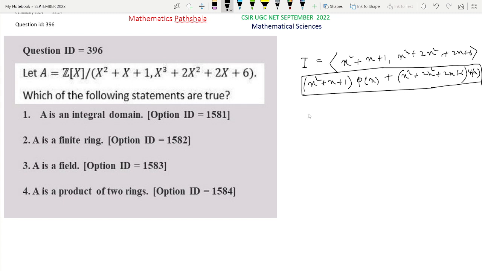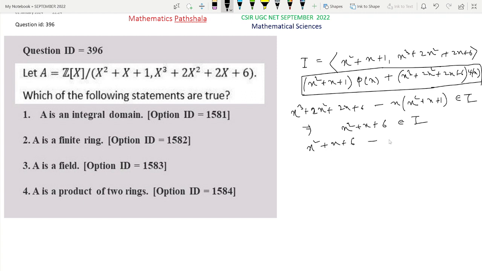So now clearly, if we take psi(x) equal to 1 and phi(x) equal to minus x, then we get x cube plus 2x square plus 2x plus 6 times 1, plus minus x times x square plus x plus 1, and this belongs to I. This is actually x square plus x plus 6, which belongs to I. Now since this belongs to I and also x square plus x plus 1 belongs to I, x square plus x plus 6 minus x square plus x plus 1 also belongs to I, which is actually 5. So 5 belongs to I.